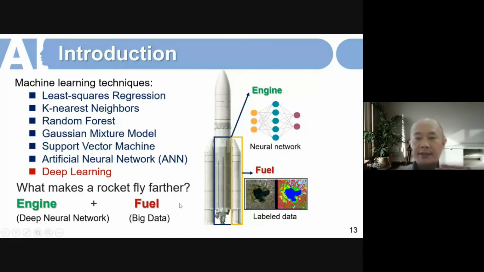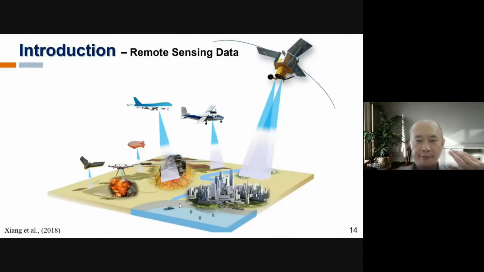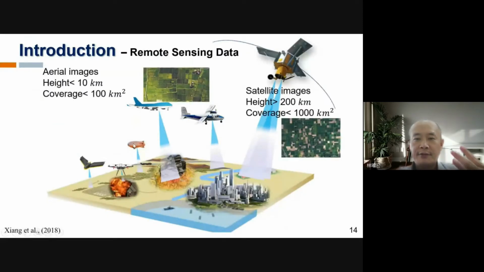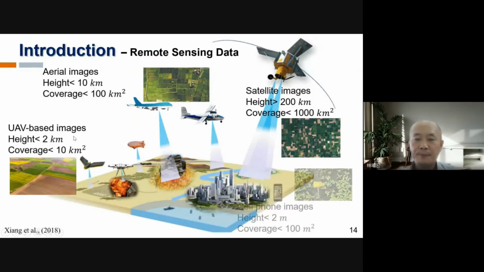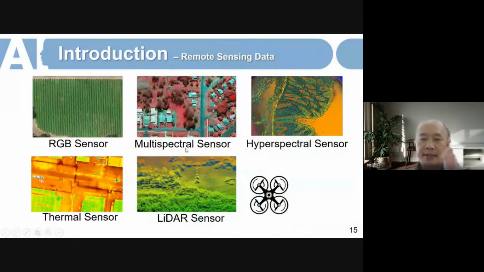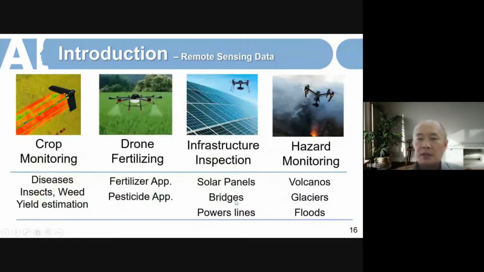In case you have big data, such as in the field of remote sensing, we have a lot of different platforms. We can have a satellite platform, we can have an airplane and the UAV platform, even a cell phone. Also, we have a lot of different sensors, from RGB sensors and multispectral sensors to LiDAR sensors. So without a doubt, we have a lot of applications based on the platforms and sensors.